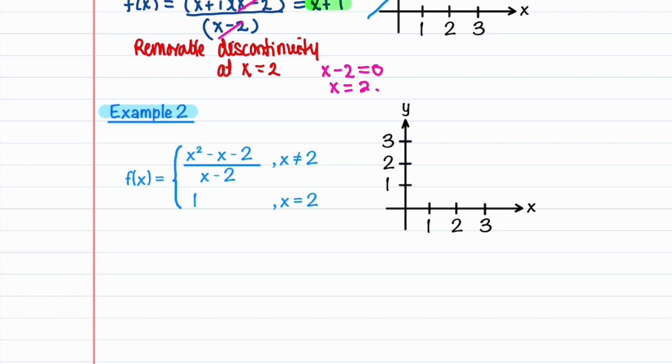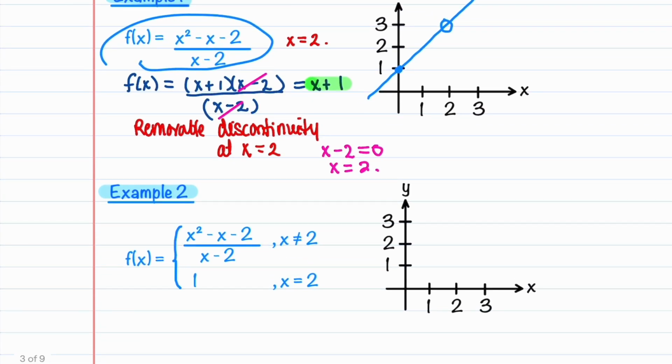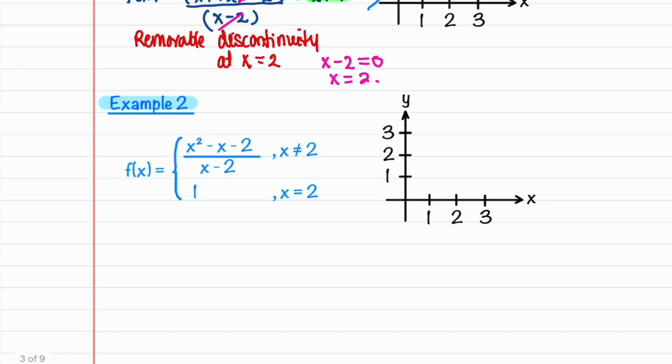This is an example that also has a removable discontinuity, but it's a little bit different. Let's start by rewriting our function. Notice that this is the same function that we had before, so we can go ahead and write it as f of x is equal to x plus 1 when x is not equal to 2, and it's equal to 1 when x is equal to 2. It's going to be just like our function above, except now it's going to be defined to be equal to 1 when x is equal to 2.